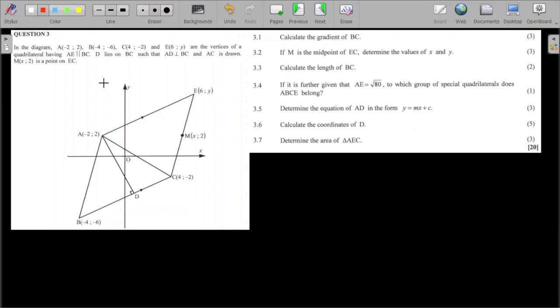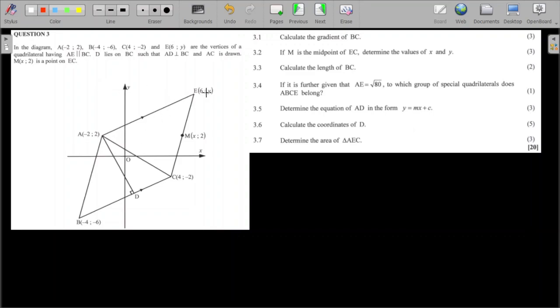Now we are doing question 3 on the November 2019 paper 2. In the diagram below, A(-2; 2), B(-4; -6), C(4; -2) and E(6; y) are the vertices of the quadrilateral ABCE.